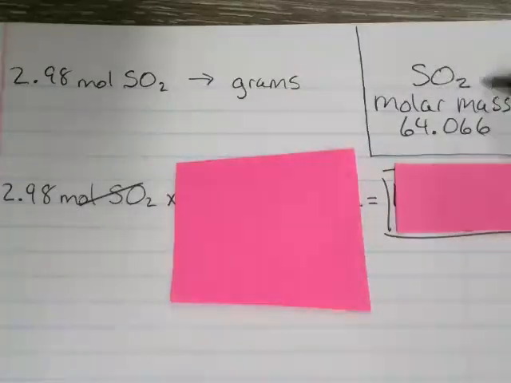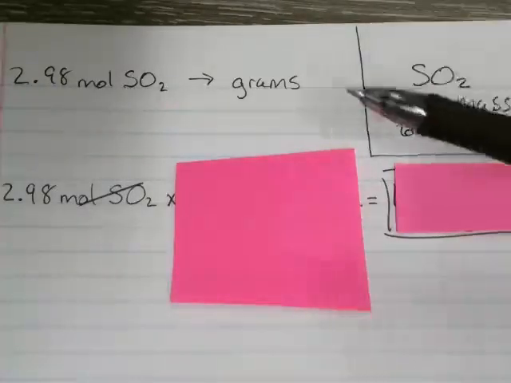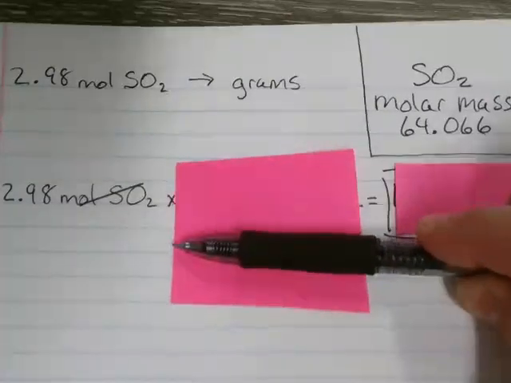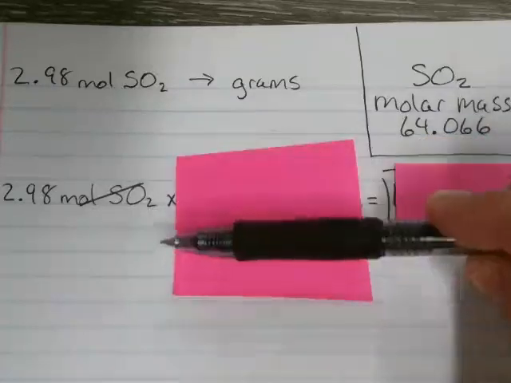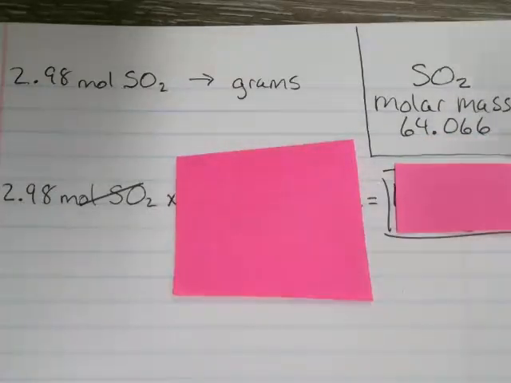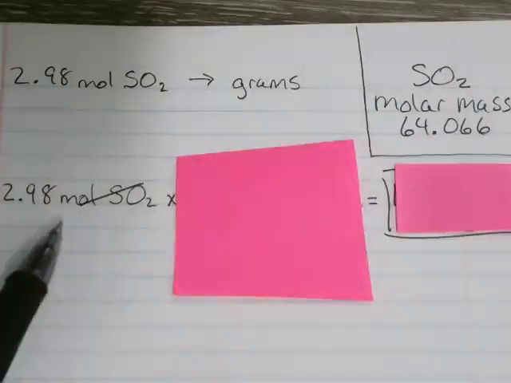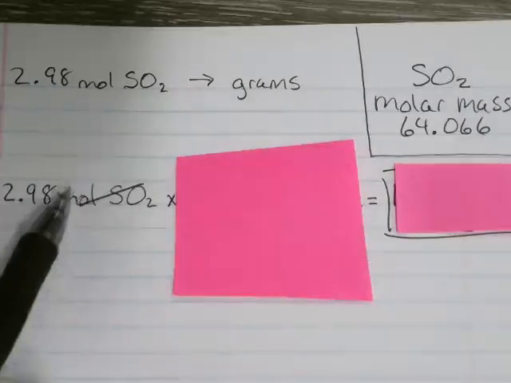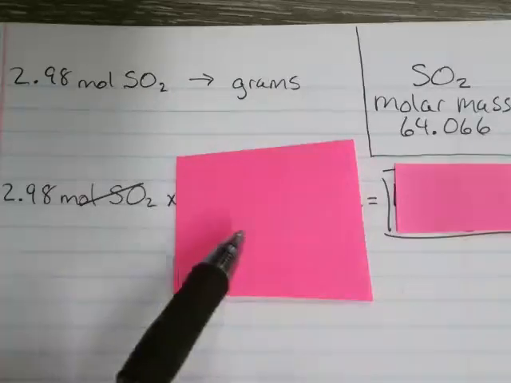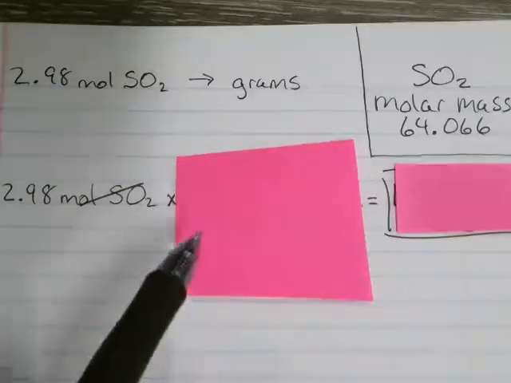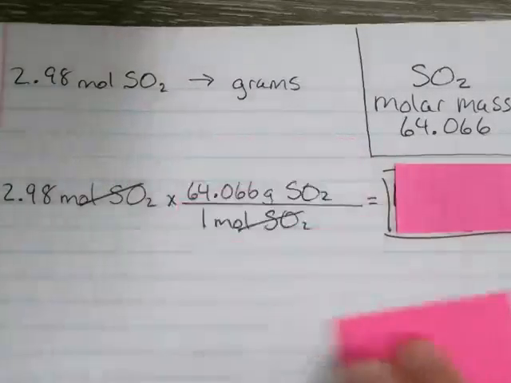So the molar mass of sulfur dioxide is 64.066. So we need to decide, are we going to have molar mass below or above, on top or bottom? What are we going to do? So right here we have moles. So if we're starting with moles, in the next step we need to have moles on bottom, and that would leave molar mass on top.